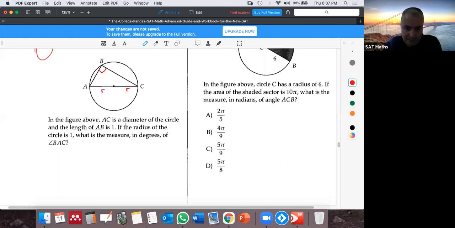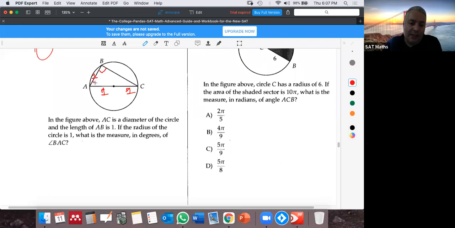And then AC is the diameter of the circle, and the length of AB is 1. So this is now 1. If the radius of the circle is 1, that means this is 1. This is also 1. What is the measure in degrees of BAC?